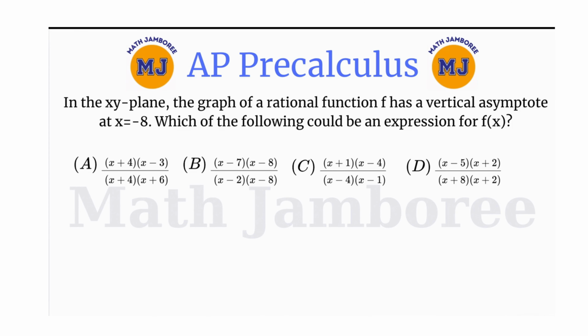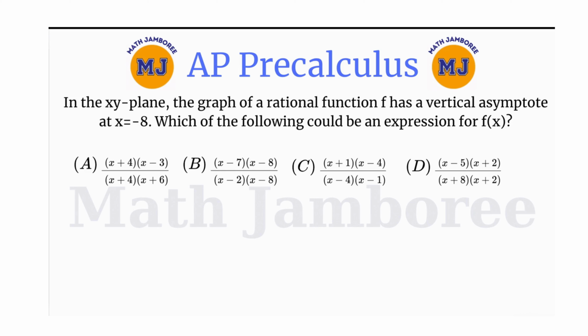In this video, we have another AP Precalculus type of question from the topic of rational functions and vertical asymptotes. Let's solve it together. In the xy plane, the graph of a rational function f has a vertical asymptote at x equals -8. Which of the following could be an expression for f of x?